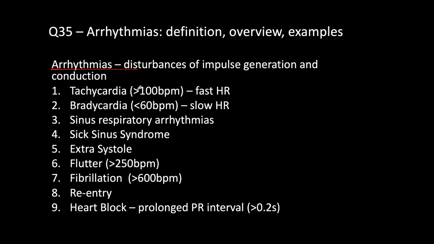It's a fast heart rate. A slow heart rate, which is seen in athletes, is also benign. And bradycardia is when it's a very slow heart rate, below 60 beats per minute. Sinus respiratory arrhythmias, which we'll come onto in the next slide. Sick sinus, same, and extrasystole. Flutter and fibrillation, re-entry, and heart block. Heart block is a very important one.